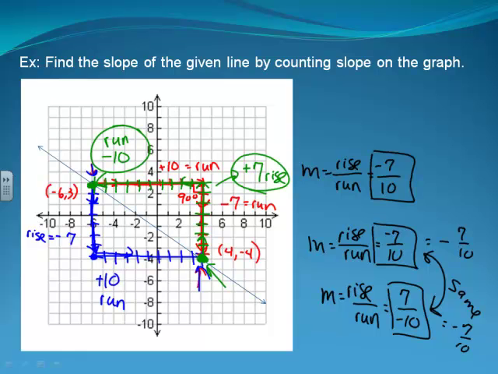So it doesn't matter which point you choose to start at. It doesn't really matter what direction you move as long as you keep track of the sign of both your vertical and your horizontal movement.